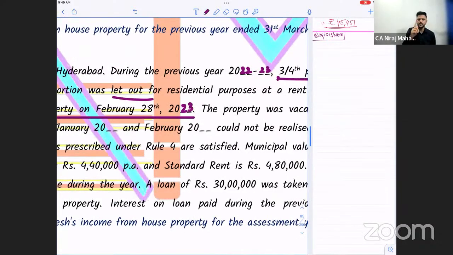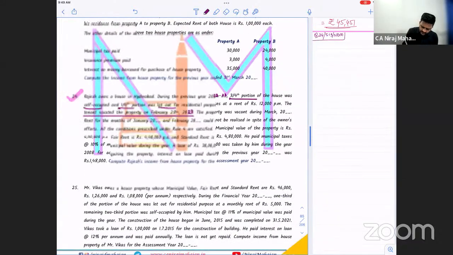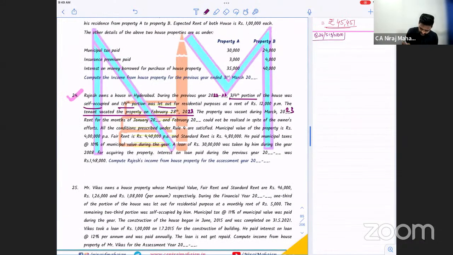That means one month there can be vacancy loss. The property was vacant for the month of March 23. Rent for the months of Jan 23 to Feb 23, that means two months, could not be realized in spite of the owner's efforts. All conditions of Rule 4 are satisfied. Municipal valuation, fair rent and standard rent are given for the property. He paid municipal taxes of 10% of municipal value.